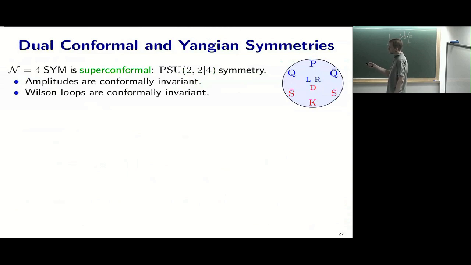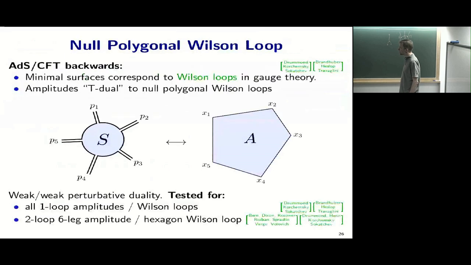because we know that the gauge theory is superconformal, so we have this PSU(2,2|4) symmetry, which I'll just denote all the generators here by this disk, which will become relevant later. Anyway, whenever you have a symmetry, then the objects are invariant in a certain sense. So scattering amplitudes are supposedly invariant under the symmetry, and Wilson loops are invariant under conformal symmetry, in the sense that if you move points around using conformal transformations, the expectation value remains the same.